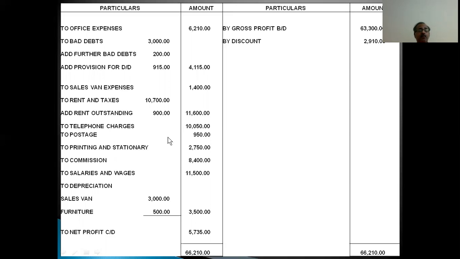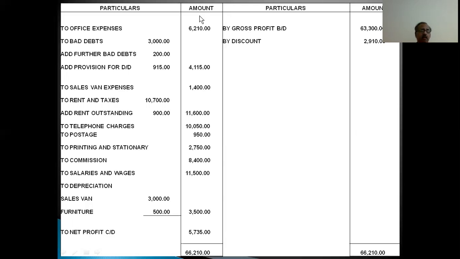To postage, rupees 950. To printing and stationery, rupees 2,750. Commission, rupees 8,400. To salaries and wages, 11,500. To depreciation: two assets are depreciated, so to depreciation, two items are there in the inner column. Sales van, rupees 300, and furniture, rupees 500. So outer column, 3,500. Then credit side, by discount received, 2,910.